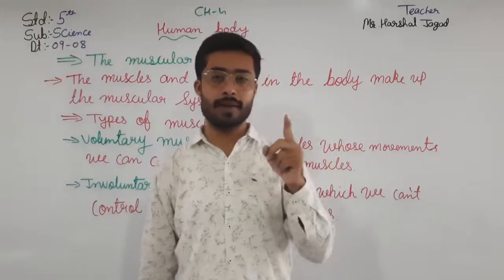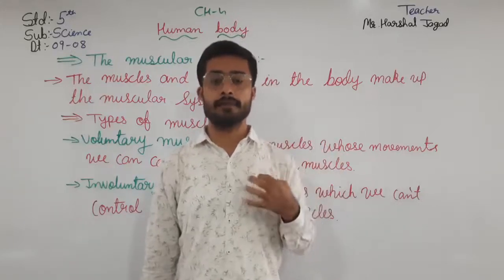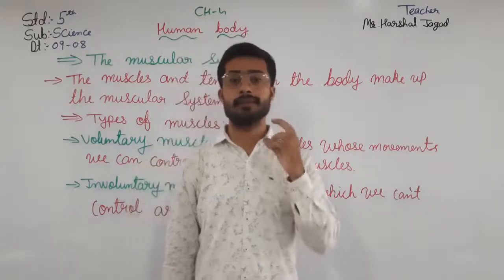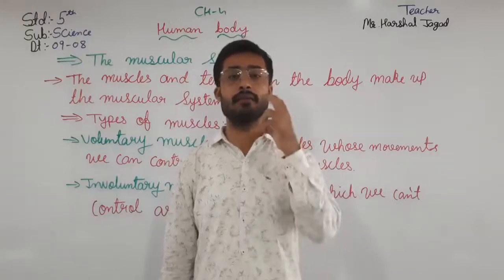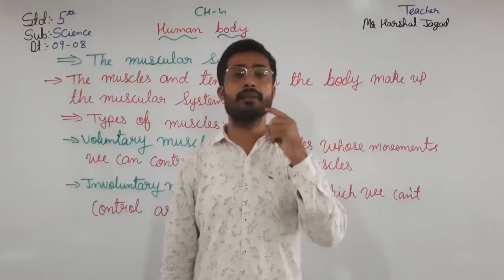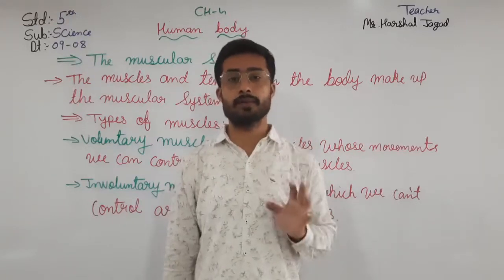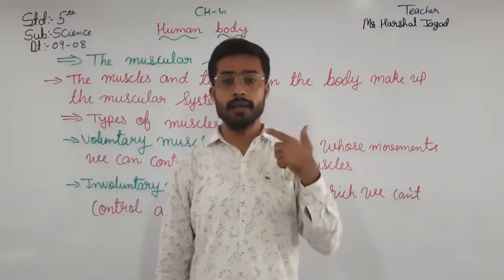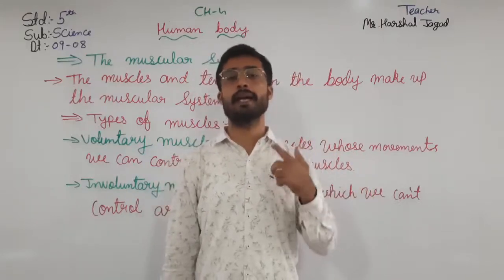First of all, voluntary muscles, that is the muscles which we can control by ourselves. Talking about the muscles of the mouth: if we want to speak, then only the muscle will work and we can control that muscle. Now I am speaking, so you can see this jaw is moving by the muscle. If I don't speak, is this moving? No, it is not moving. Why? Because I can control that muscle.